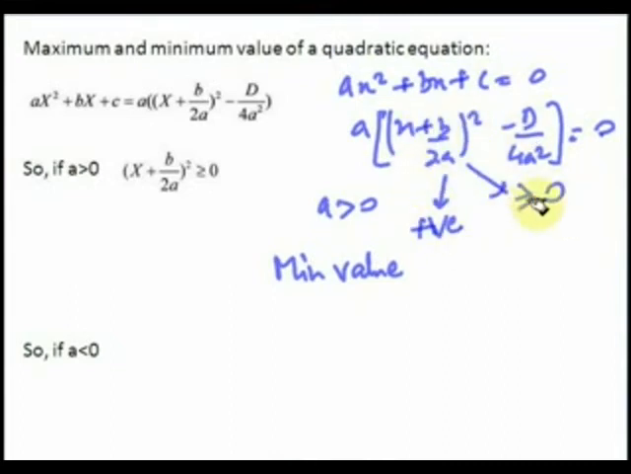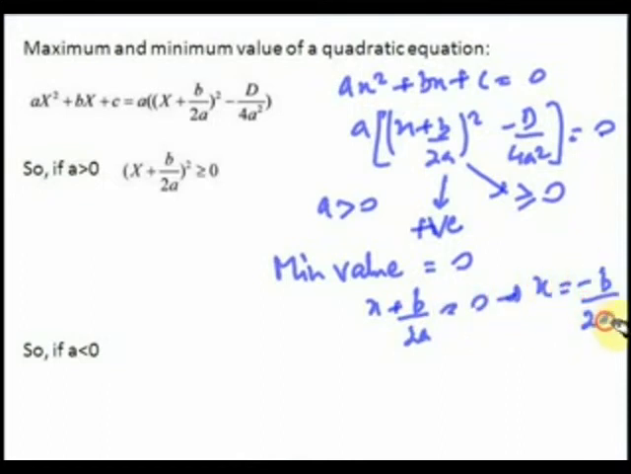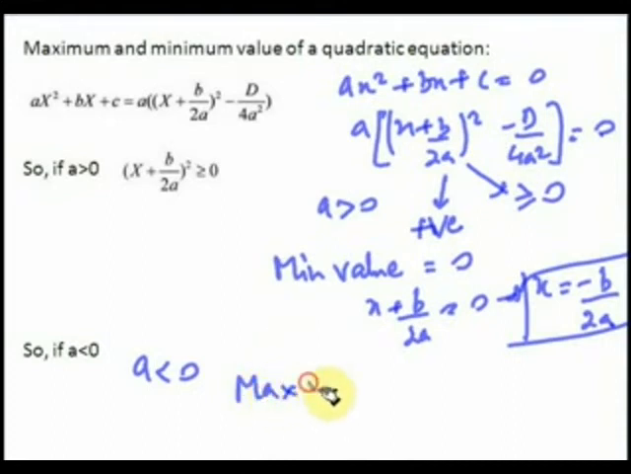If we have to find the minimum value, it will occur as follows. This is a perfect square. A perfect square will always be greater than or equal to 0. The minimum value will occur when the perfect square attains its minimum value, and the minimum value of the perfect square is equal to 0. That is x plus b upon 2a is equal to 0. The minimum value of the expression will occur at x is equal to minus b upon 2a. The minimum value of the quadratic equation occurs at x is equal to minus b upon 2a.